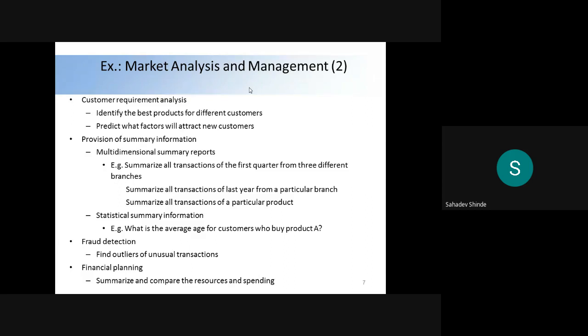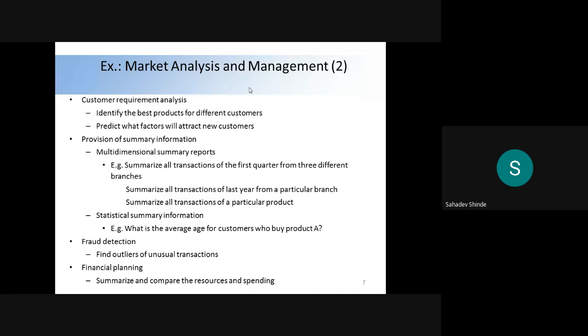There are a total of four quarters. So we need to summarize all transactions of the first quarter from the three different branches, summarize all transactions of the last year from a particular branch, and summarize all transactions of a particular product. In that way, we can also go for multidimensional summary reports.